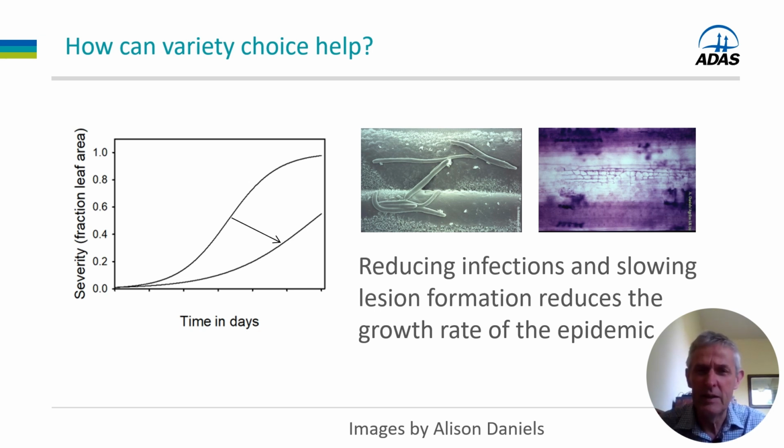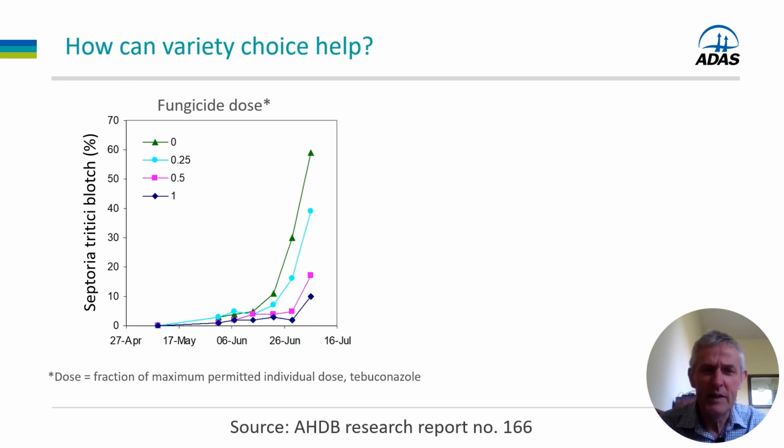Now that effect is pretty much the same as we obtain by applying a fungicide, which reduces infections and slows lesion formation. And we can see that in this data here from a field experiment where we applied different levels of fungicide, either 0, quarter dose, half dose, or a full label dose, and measured the severity of disease over time. And we can see that with increasing dose of fungicide, the epidemic is increasingly slowed.